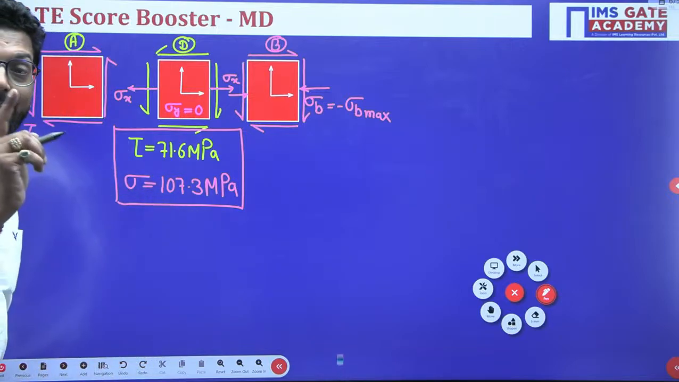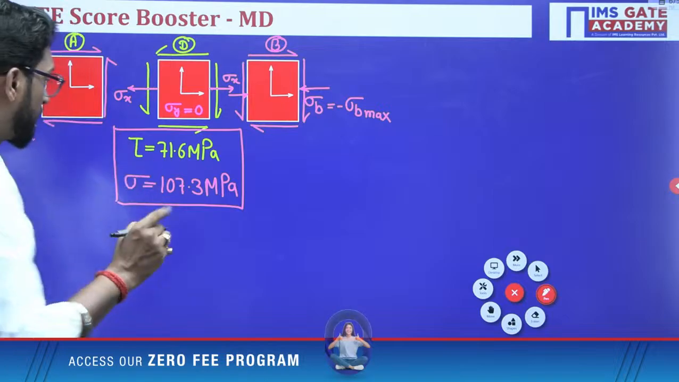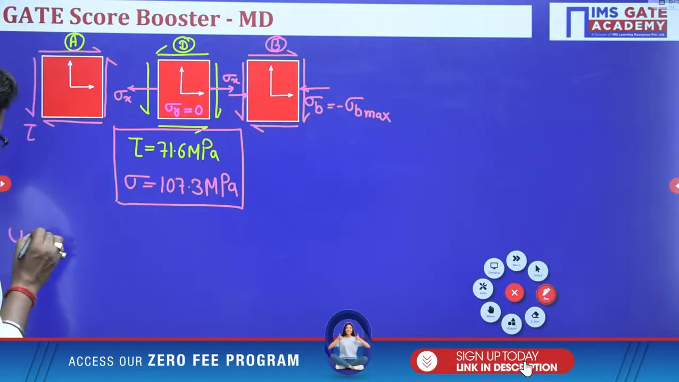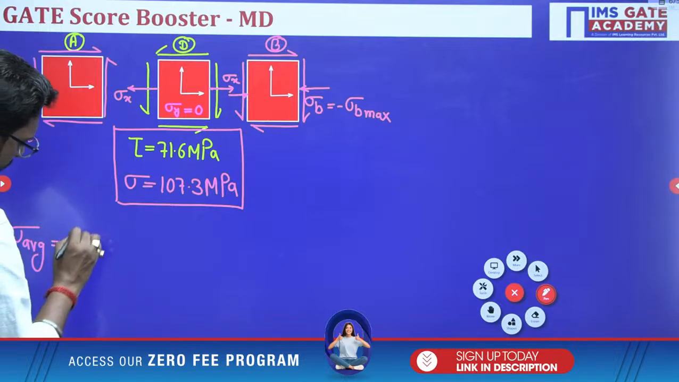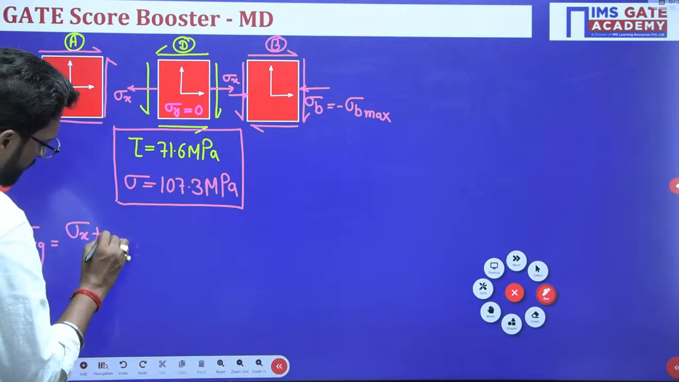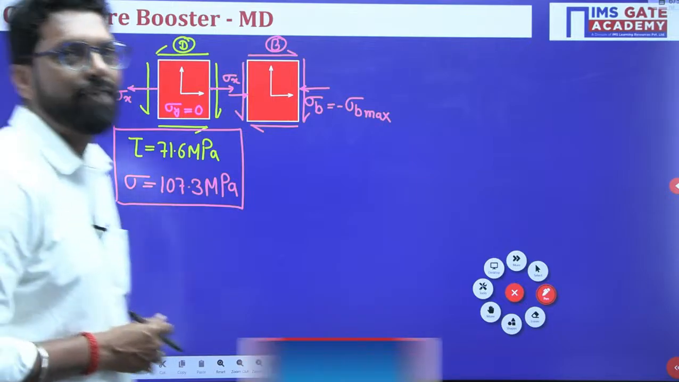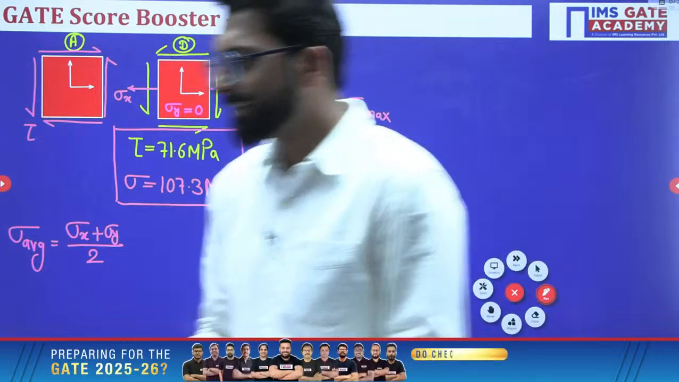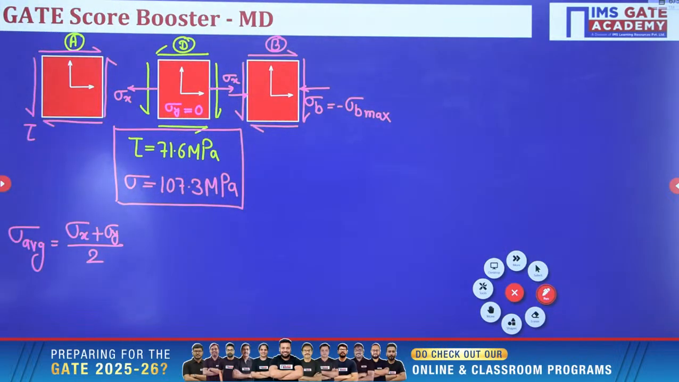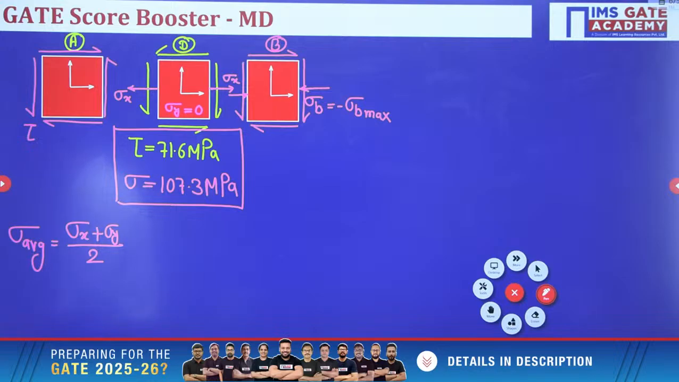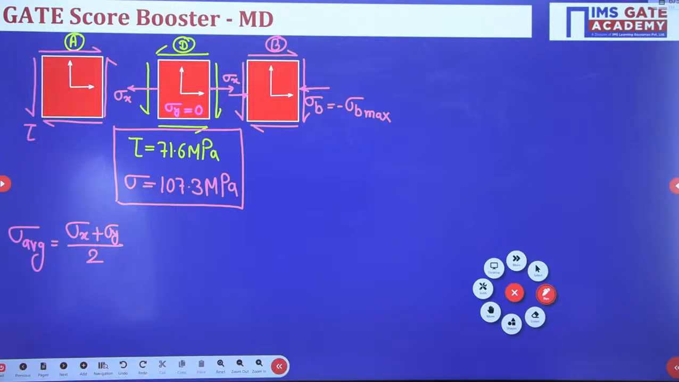Now we have to design according to the maximum distortion energy theory. So what is the average stress? Average is (sigma x plus sigma y) by 2, or you can directly find it according to MDET, for which there is one relation also. So there are both methods you can use. If it is two dimensional, we can find it by the normal method, and we can also find it by applying the formula. We'll discuss this thing.